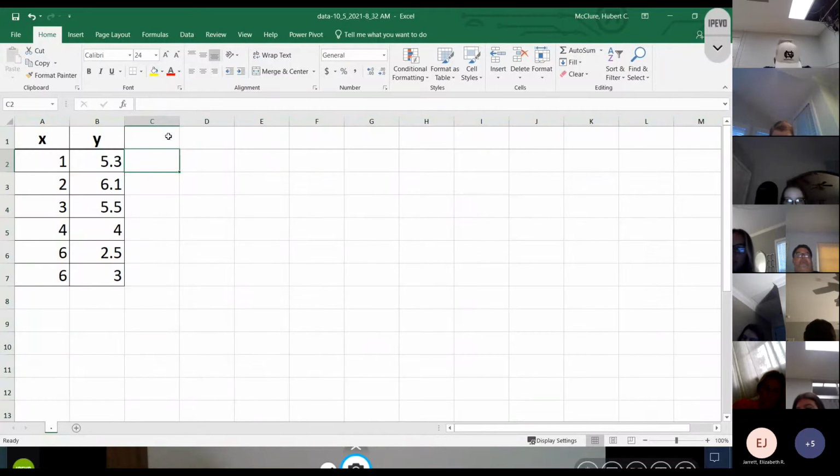Punch those in. And do everything you can in relation to a scatter plot, a graph, and a correlation coefficient or a linear regression line.